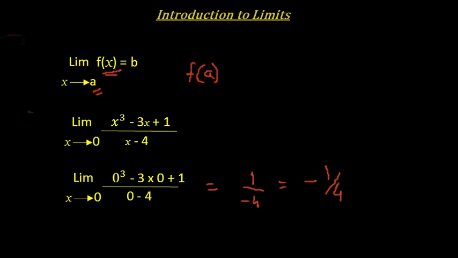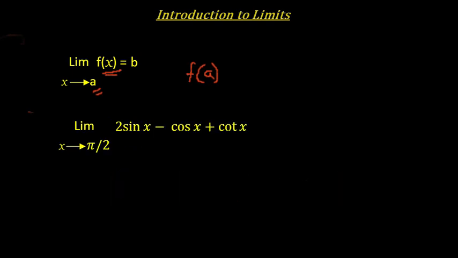The expressions typically will be algebraic, or they can also be trigonometric. Let us check one trigonometric expression where simple substitution will give you the limit. As x tends to pi by 2, we want to find the value of 2 sin x minus cos x plus cot x. Like all other trivial examples, if we substitute pi by 2 for x, we will be able to find the limit.